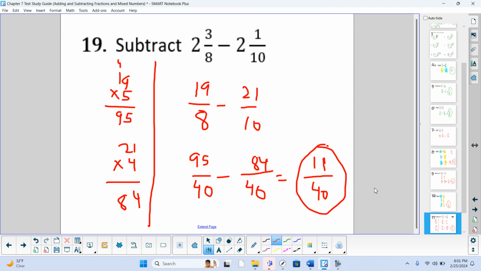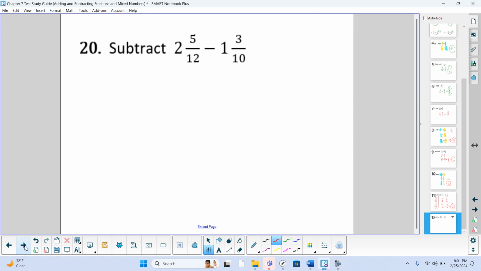And now, woof, I keep opening up the wrong thing. And now for number 20. 2 5/12 minus 1 3/10. All right, let's do it. 2 times 12 is 24, plus 5 is 29 over 12, minus 1 times 10 is 10, plus 3 is 13, so 13 over 10. Okay. Now, let's say you're not sure of what the common denominator is.